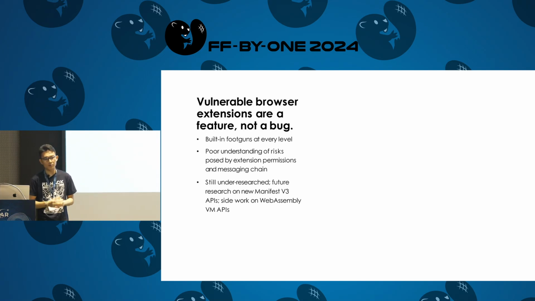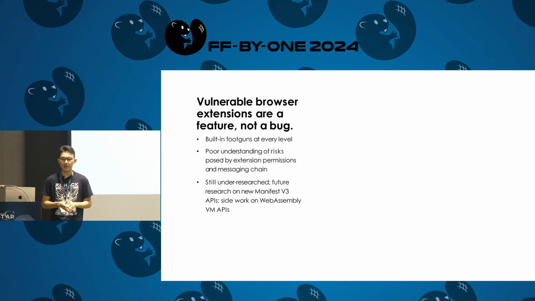But it seems that vulnerable browser extensions are a feature, not a bug, right? I know there's been a lot of work on browser extensions, especially in the crypto space, primarily because you have MetaMask and other similar extensions. But it's really, really hard to secure Chrome extensions. And for researchers, it's great because they are white box research by default, so you have access to all the code and you can analyze it from there. There are built-in foot guns at every level, right?